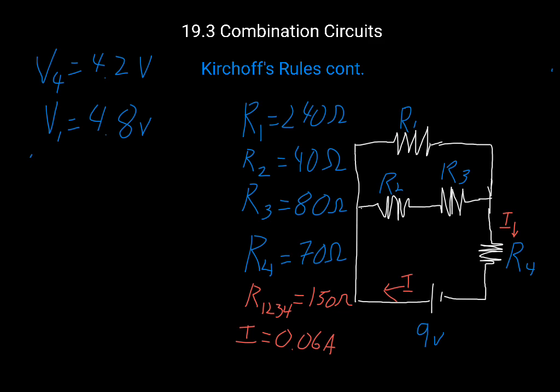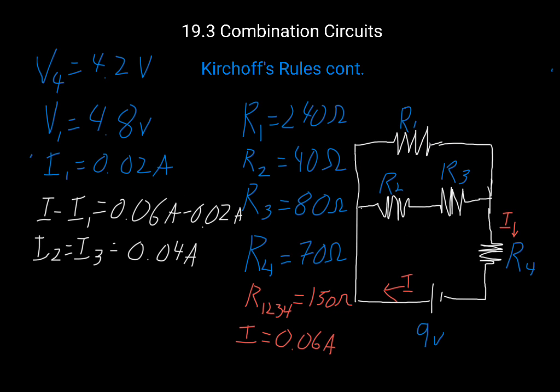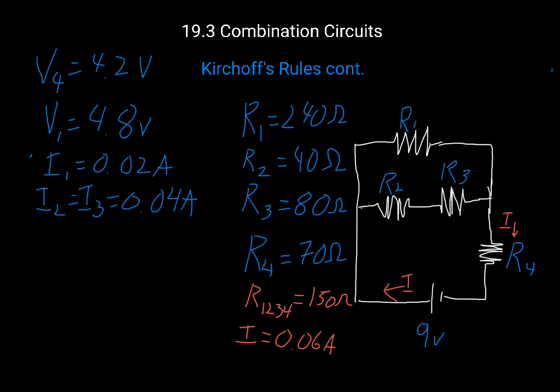But in order to do that, we're going to have to go back to our current evaluation. So first, let's figure out what the current going through R1 is. A simple Ohm's law calculation will tell us that the current is 0.02 amps. Because we know that the current going into this first junction is 0.06 amps, and we know that the current that goes across R1 is 0.02 amps, the current going through R2 and R3 has to be the difference. So we can use these currents to now figure out what the voltage drop is across R2 and across R3.